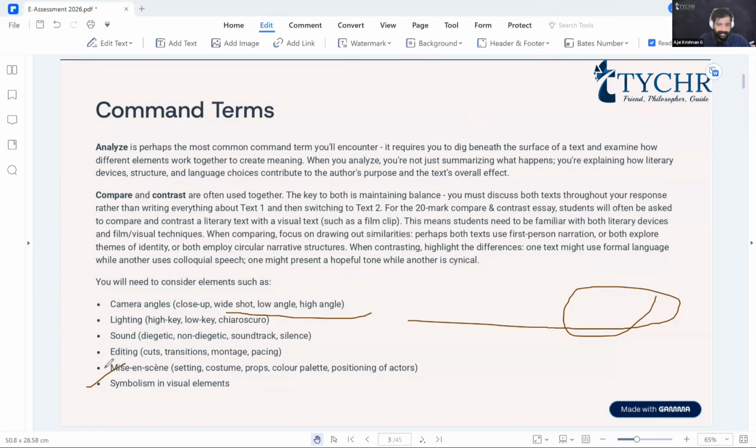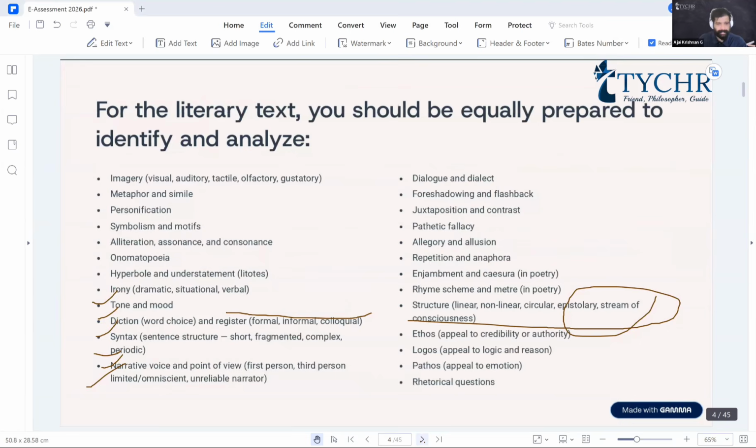All of these things are what we expect you to be prepared for your video analysis if you're preparing for a compare and contrast essay. So if you are not very well prepared with these concepts, please make a note of it and make sure that you prepare them very well for the upcoming examination, because that is required to make a really good compare and contrast essay. Keeping that in mind, of course, you have a literary text also. There you have many other terms which we expect you to know.